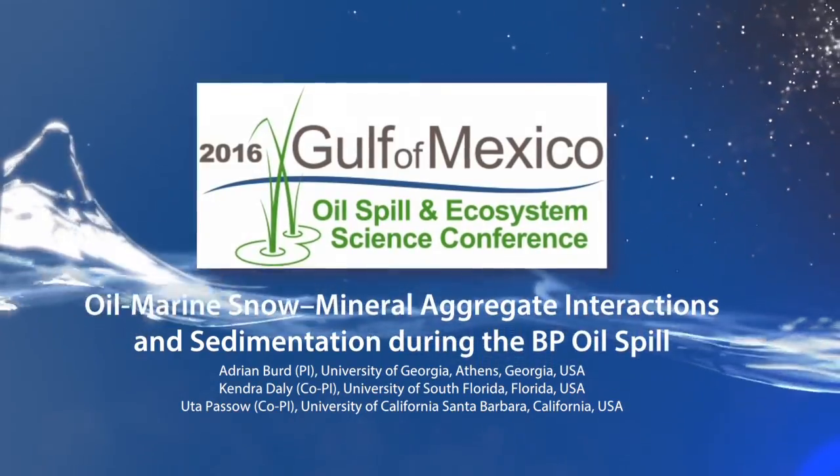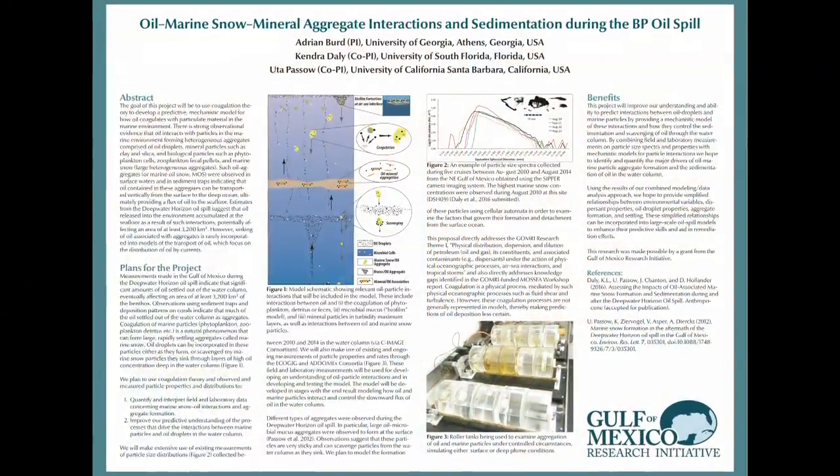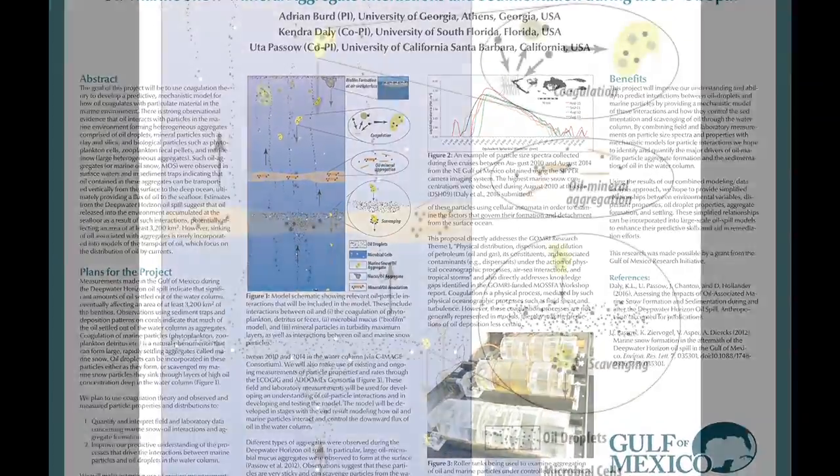We've known for a very long time that particles are very important in the oceans because what they do is they allow material to sink from the surface ocean to the deep ocean and then to the ocean floor. So what we're asking is, how does oil get aggregated in with those particles, and how is that oil transported from the surface ocean to the ocean floor?